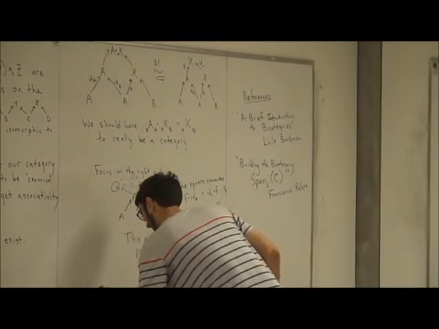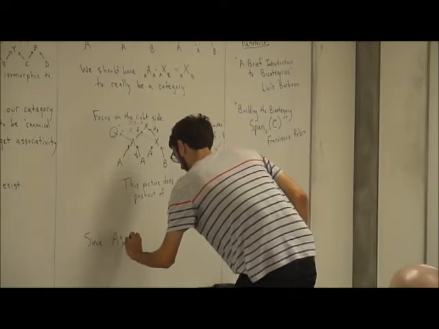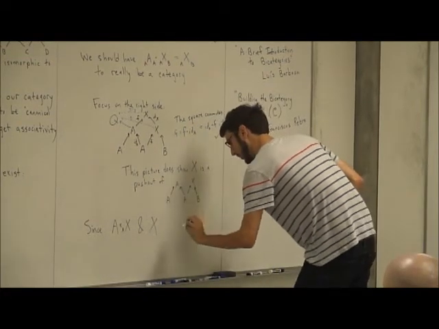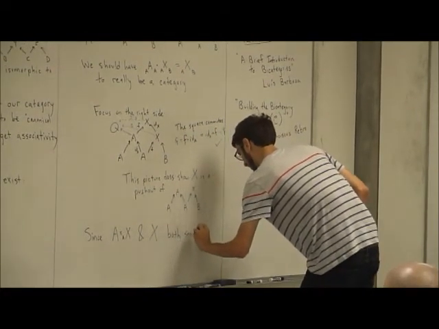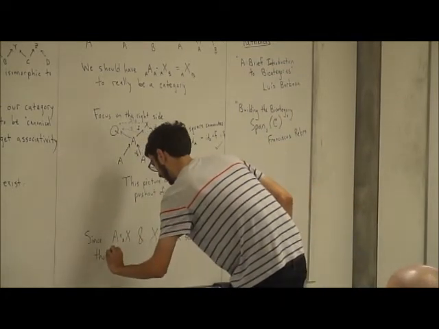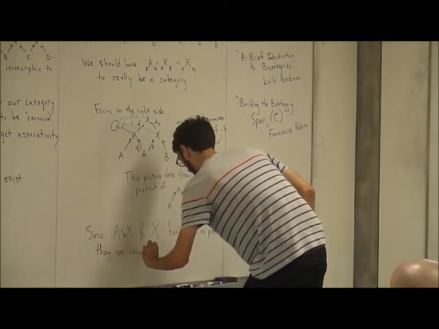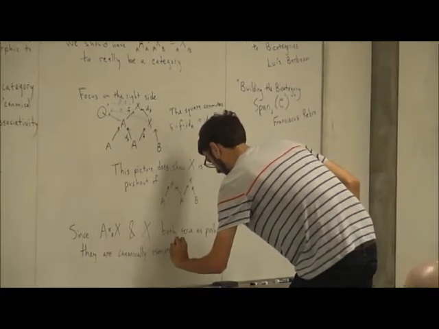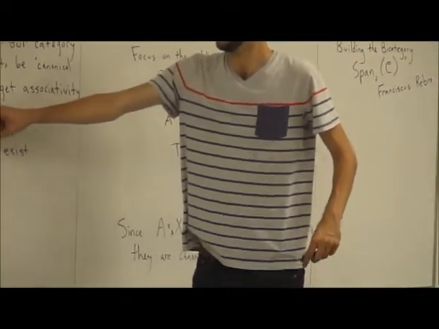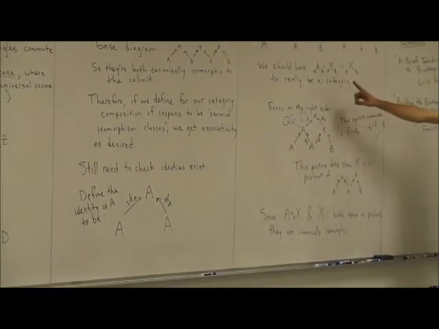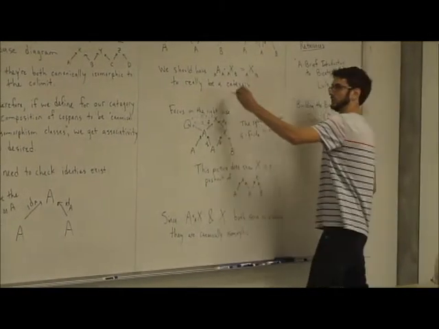So since A pushout X and simply X alone both serve as pushouts, they are canonically isomorphic. This is just a standard fact that any two things that work as a pushout have to be canonically isomorphic. So under this looser notion of being the same, we get that this holds.